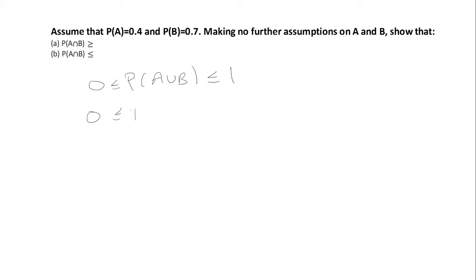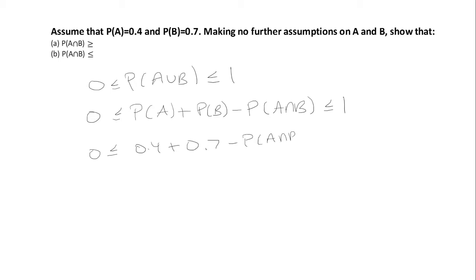Now we can rewrite probability of A union B as probability of A plus probability of B minus probability of A intersect B. And now we're going to replace probability of A with 0.4 and probability of B with 0.7. Okay, so we can add those up. We get 1.1 minus probability of A intersect B. So right now, what we need to do is get probability of A intersect B by itself.